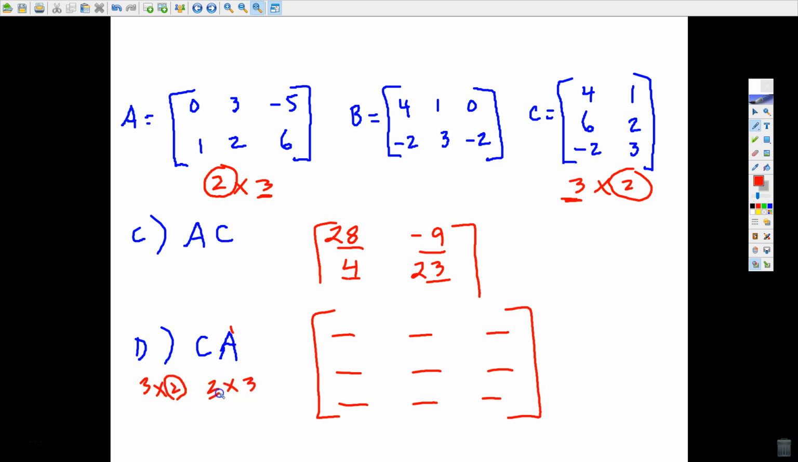So you've discovered hopefully that it is possible because those inside numbers match. And so now work on filling in the blanks for a 3 by 3. The outside numbers will tell you the dimensions of the product matrix. And always think row times column. Row times column.